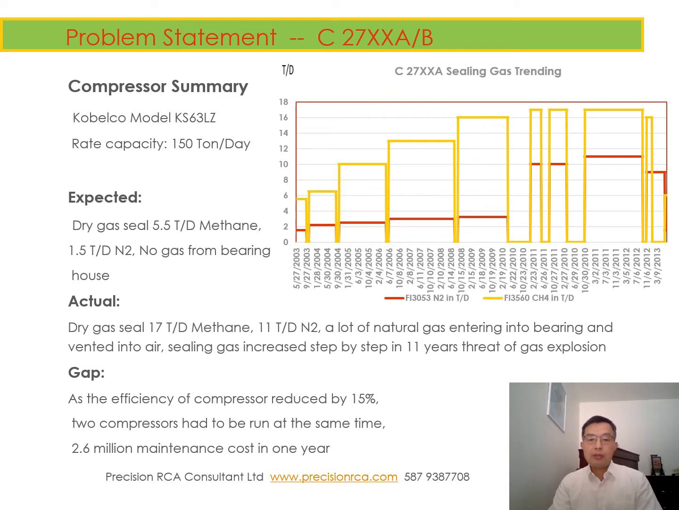So two compressors have to run at the same time. And this company spent about 2.6 million in maintenance cost in 1 year, and the problem is still there.